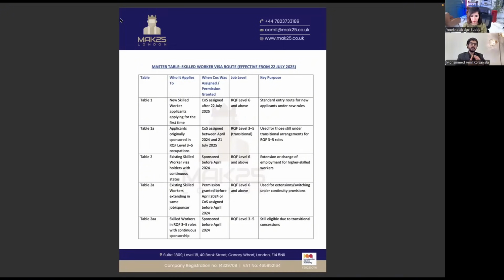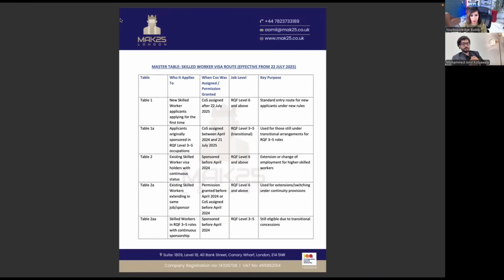So table 1A is for the applicants who have been originally sponsored under RQF level 3 to RQF level 5, whose COS have been assigned from April 2024 to July 2025, because we have seen that within this gap there has also been a big change. So this table needs to be looked at by the people who are in the transitional phase, who are going to maybe extend or maybe switch the visa applications post this date. So they are the ones who need to look at table 1A between April 2024 and July 2025. Let's go for table 2.